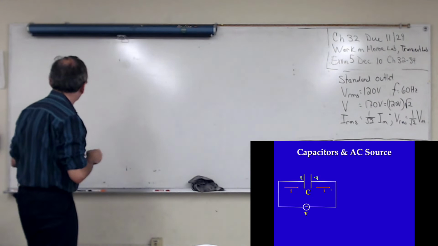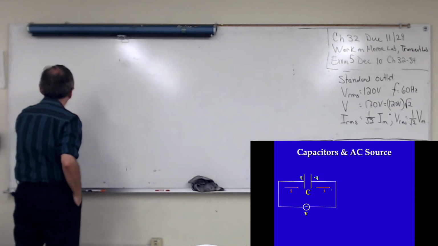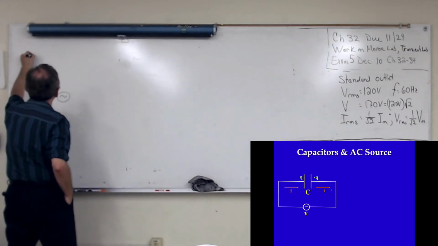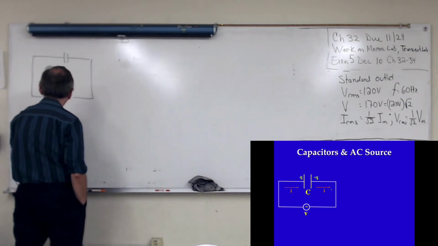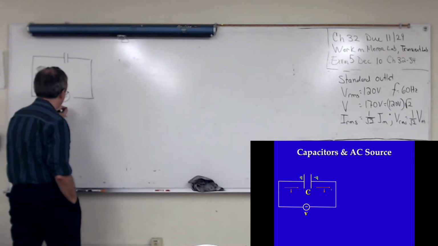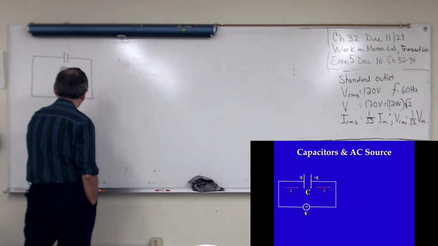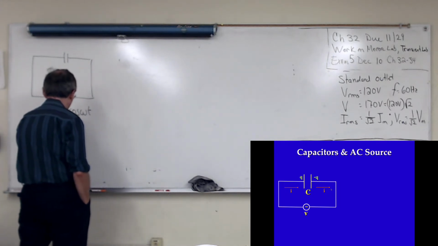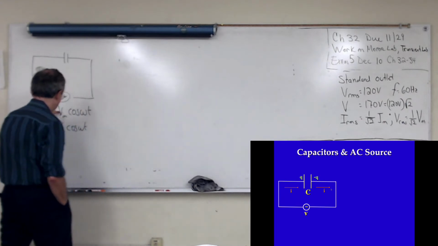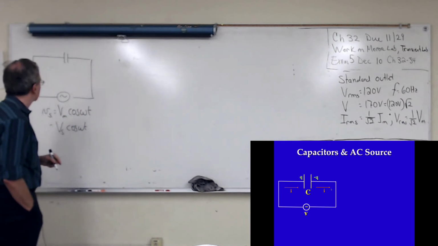Okay, so here we have a capacitor. The power supply voltage, and I should be consistent. I should call this V sub M all the time, but I use V sub M and V sub S interchangeably. The book does too.